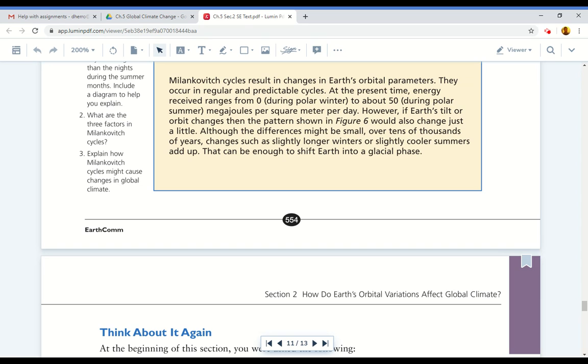Milankovitch cycles result in changes in Earth's orbital parameters. They occur in regular and predictable cycles. At the present time, energy received ranges from 0 to about 50 megajoules per square meter per day. However, if Earth's tilt or orbit changes, then the pattern shown in Figure 6 would also change just a little. Although the differences might be small, over tens of thousands of years, changes such as slightly longer winters or slightly cooler summers add up. That can be enough to shift Earth into a glacial phase.